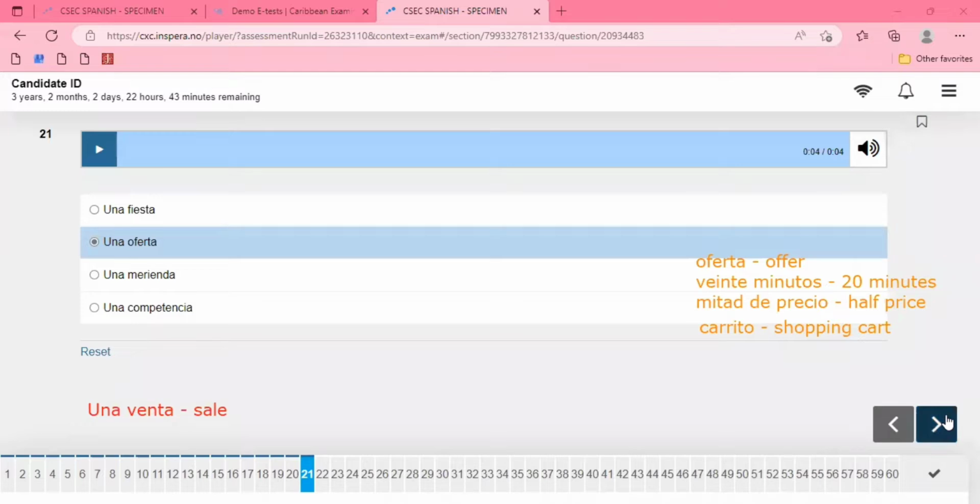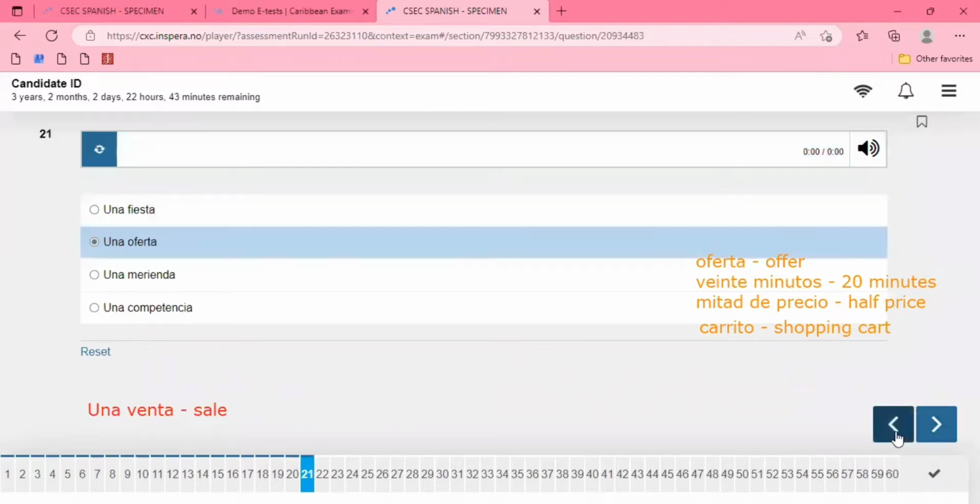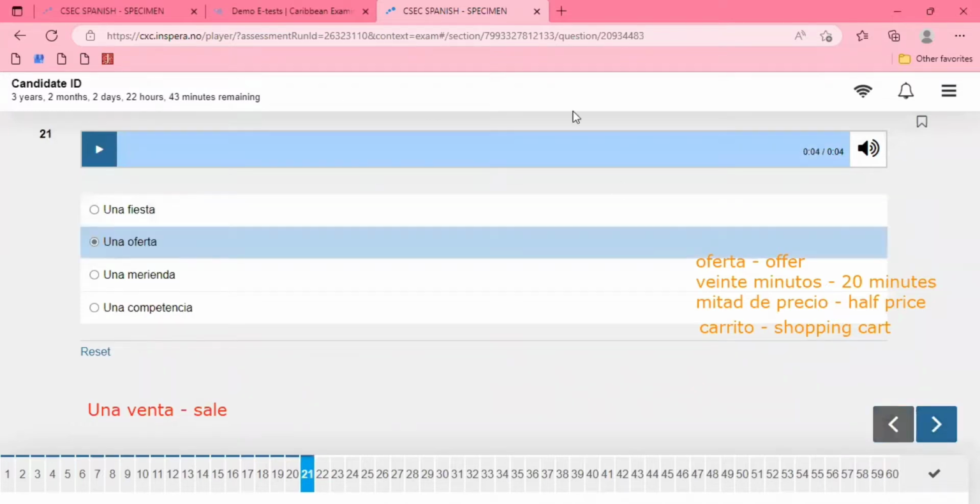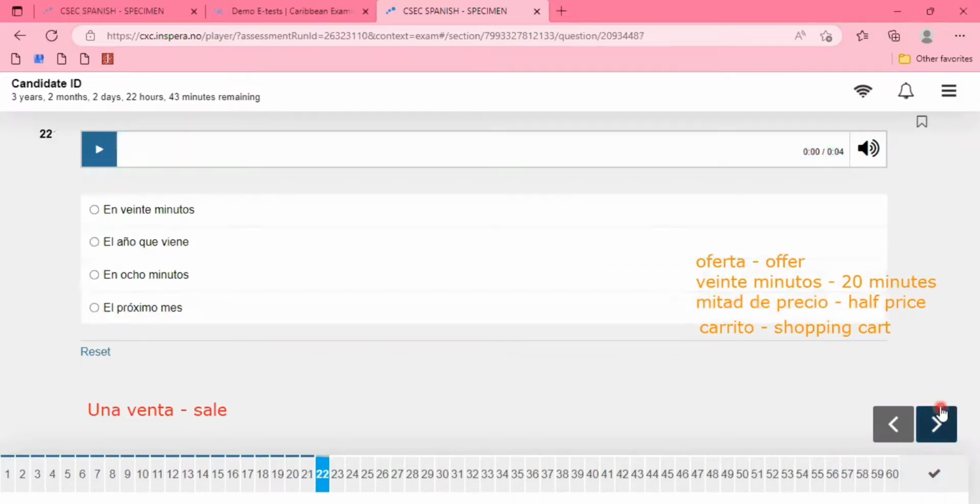But moving forward, let's look at our other options, of course. So apart from offer or sale, we would have fiesta, which is party. We would have merienda, which is snack. Or we would have competencia, which is competition. So of course, we chose the best option.